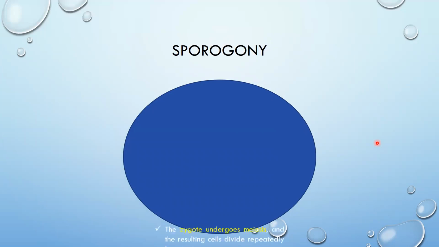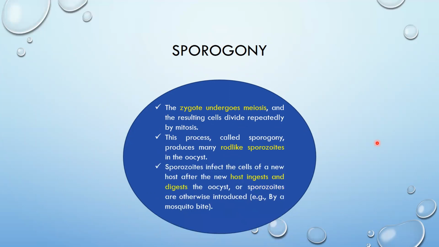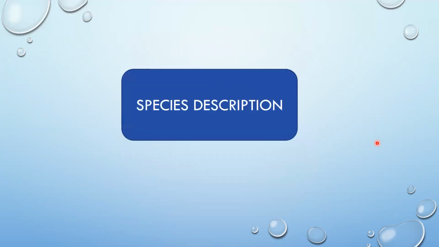Now, the sporogony. The zygote undergoes meiosis and the resulting cells divide repeatedly by mitosis. This process is called sporogony. Sporozoites infect the cells of a new host after the new host ingests and digests the oocyst, or sporozoites are otherwise introduced by a mosquito bite.